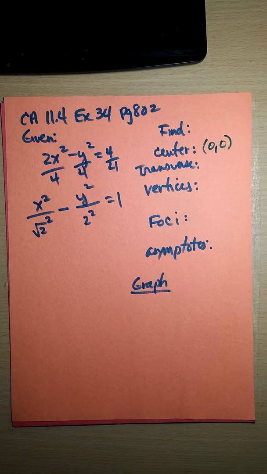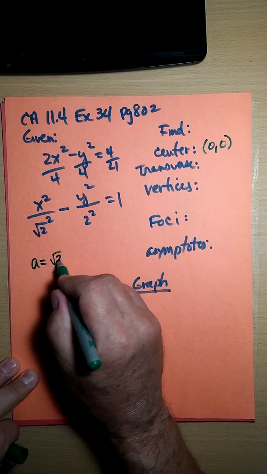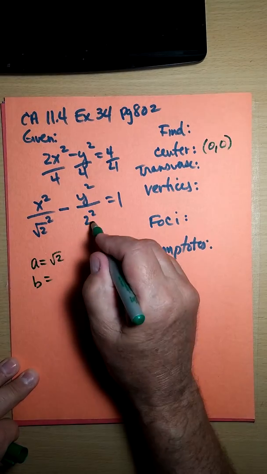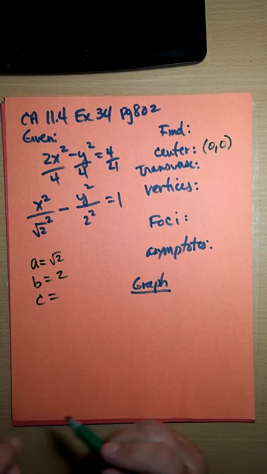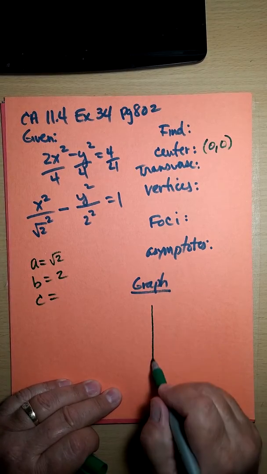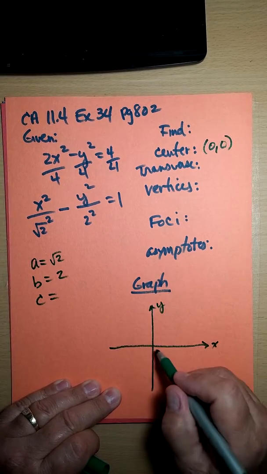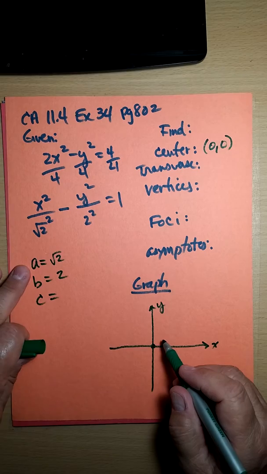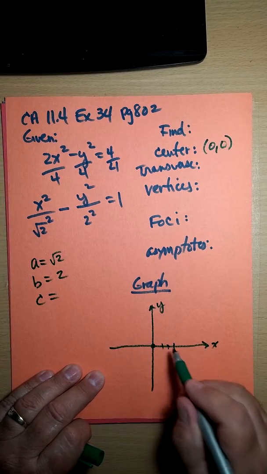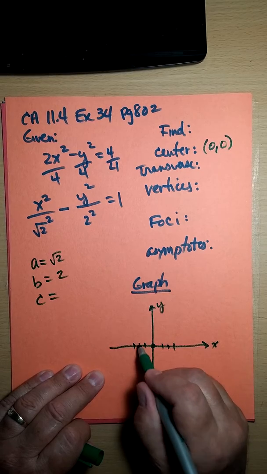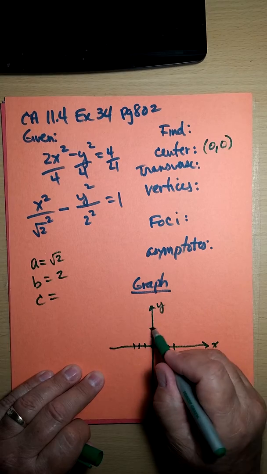The a, the stuff underneath the x, is the square root of 2. B, the stuff underneath the y, is 2. And c, once we graph this thing, we'll be able to get that easily. So here's x and here's y. We know it's centered at 0, 0. We measure right and left with the square root of 2, which is about 1.4 each way, and up and down with 2.